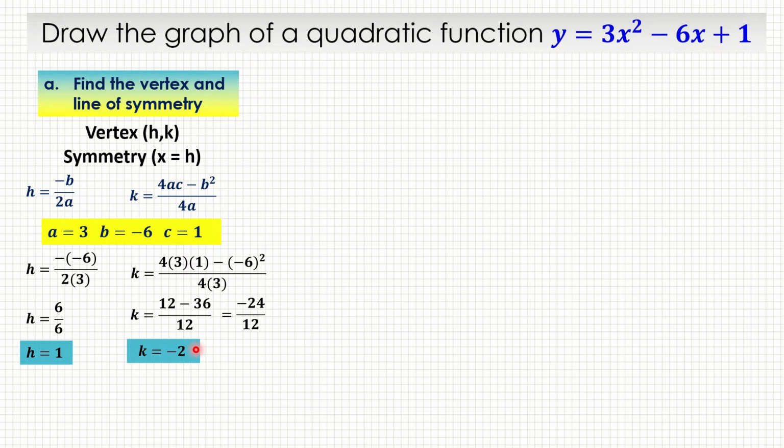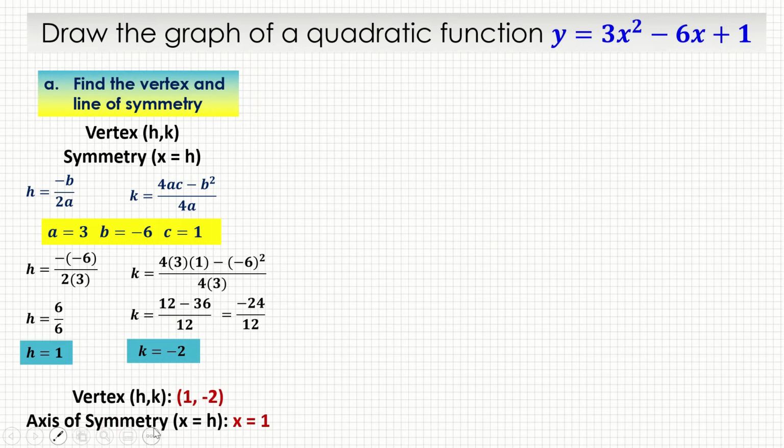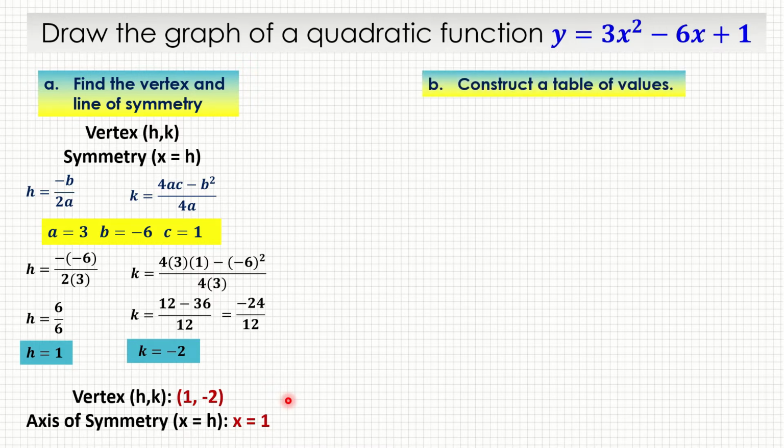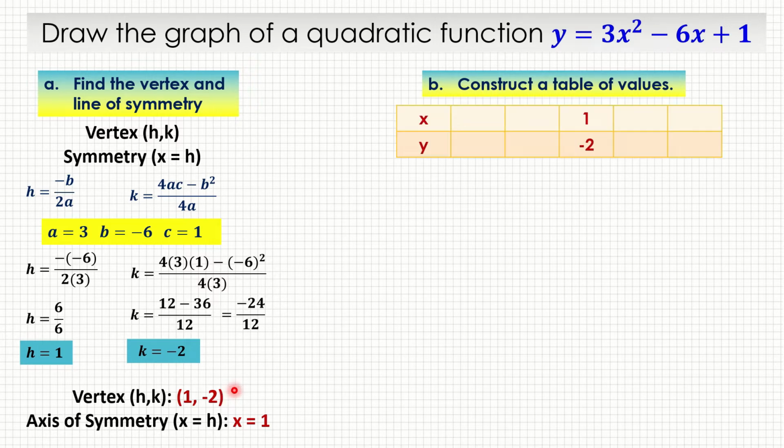So the vertex will be equal to (1, −2), and the axis of symmetry is equal to x = 1. Now that we are done with our first step, let us proceed with the second step. Let us construct a table of values. Since we are done finding the vertex of the given function, that vertex will be the initial entry of our table of values. So let us complete this table.